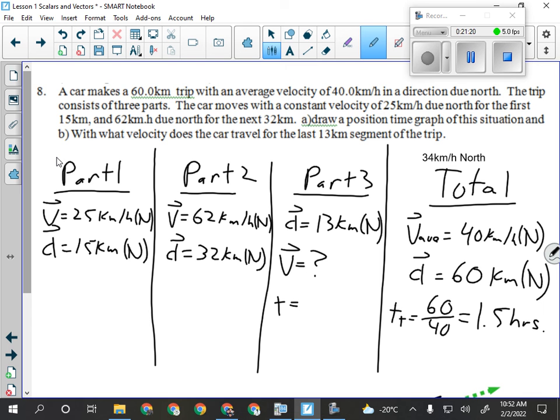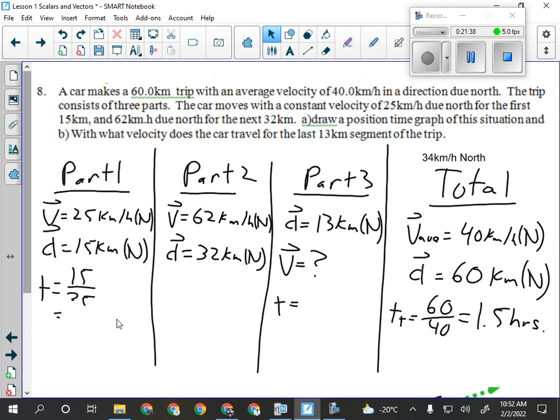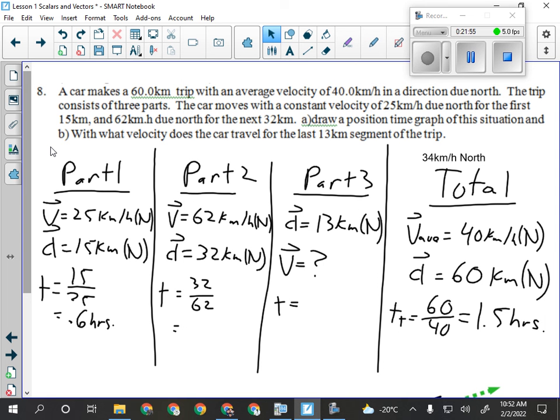Can I find out how long the first 2 parts take? Would that give me a way to figure out how long part 3 takes? Okay. So time for this part is going to be 15 over 25. Okay, so that part takes 0.6 hours. Okay, and for this part, 32 over 62. Okay, so 0.52 or 0.516 hours.